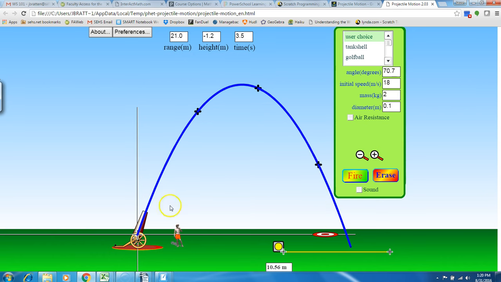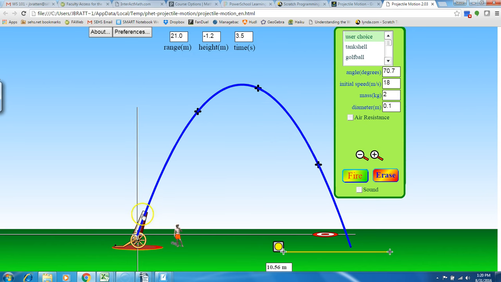So here, it's going to map the path, which hopefully we're all familiar with what sort of function this is going to be. This is going to be a quadratic function. But notice what it takes note of up here. It takes note of the range. The range is 21 meters. The height, and this is the ending height, is negative 1.2, so it's 1.2 meters below where it started. And the time from when it fired to when it landed over here was 3.5 seconds.